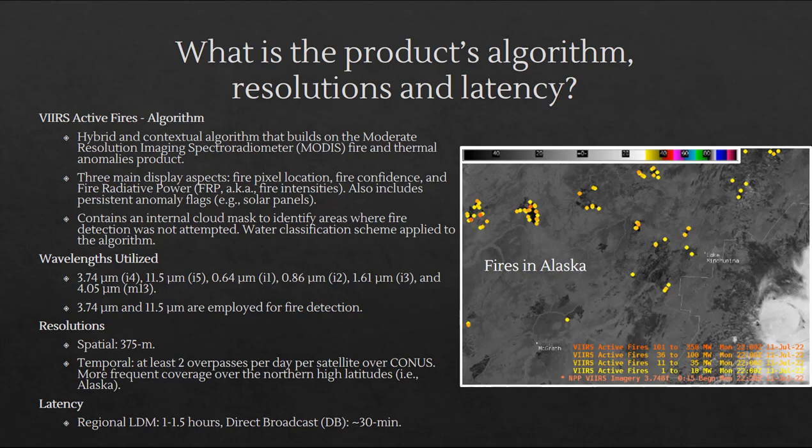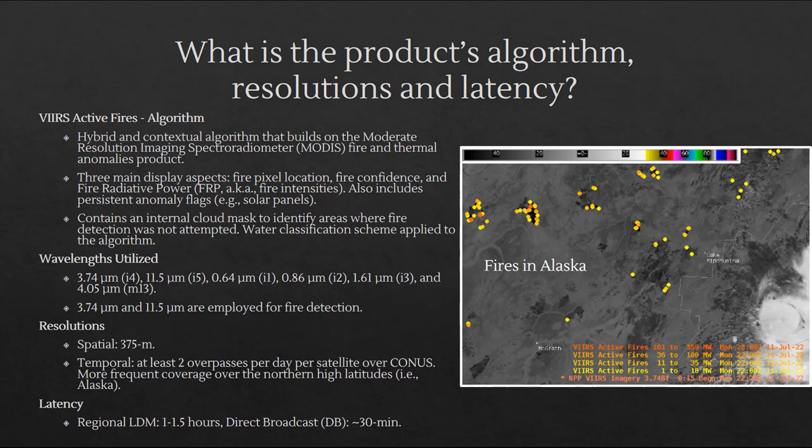The algorithm also contains an internal cloud mask to identify areas where fire detection was not attempted, and also includes a water classification scheme. There are also several wavelengths that are utilized in the algorithm, where the 3.74 micron and 11.5 micron are employed for fire detection.